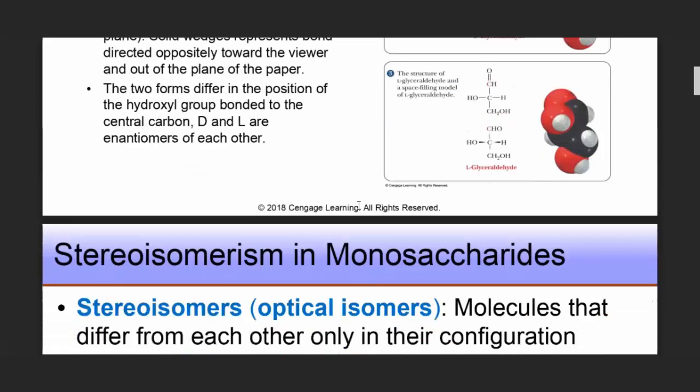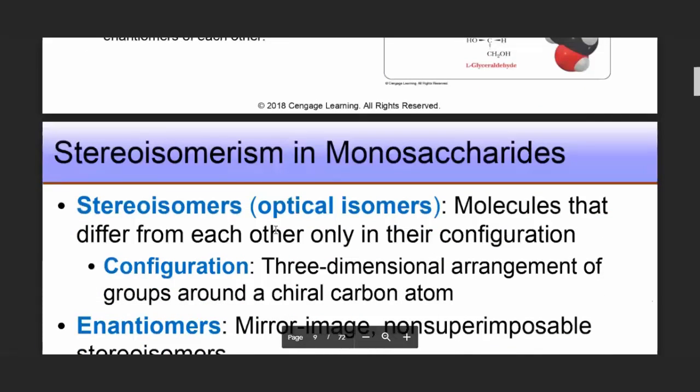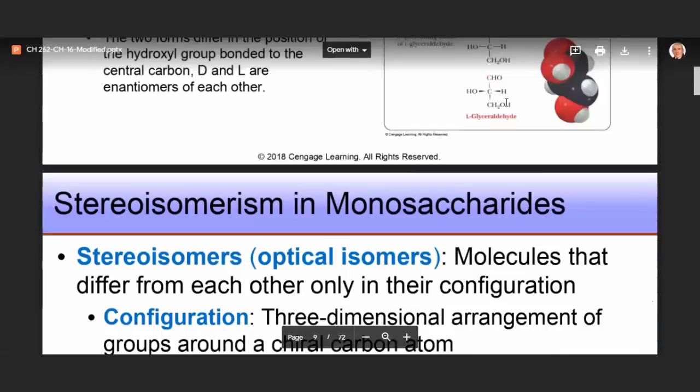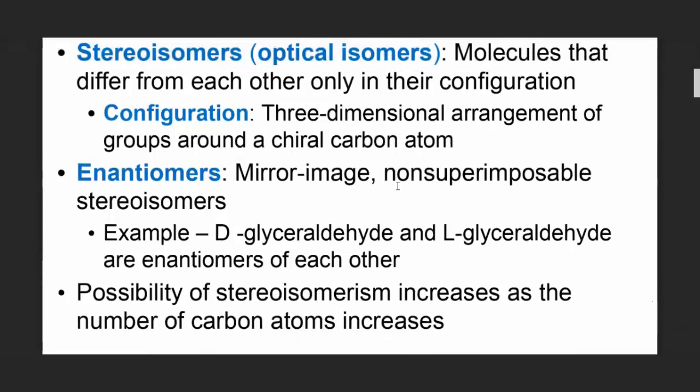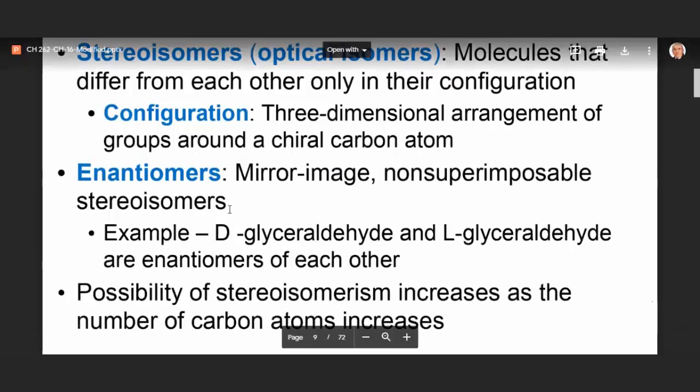Stereoisomerism in monosaccharides. Stereoisomers are molecules that differ from each other only in their configuration. What is configuration? Configuration refers to the three-dimensional arrangement of groups around the chiral carbon. This is what I explained before, the D and L. This is called configuration. Enantiomers are mirror image, non-superimposable stereoisomers. And the examples are D and L glyceraldehyde. They are enantiomers of each other.